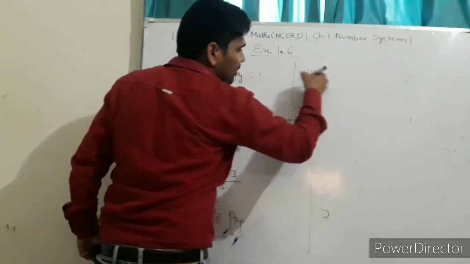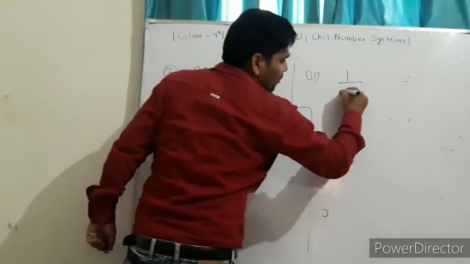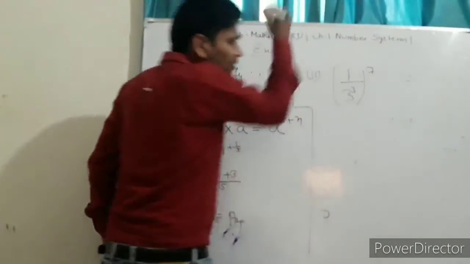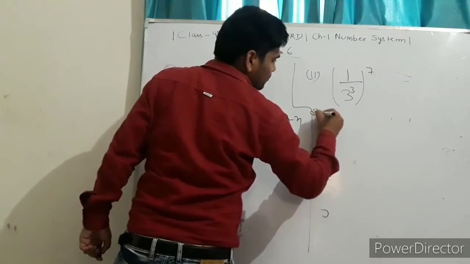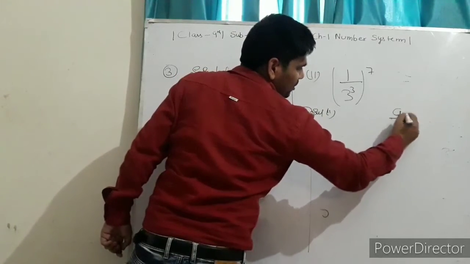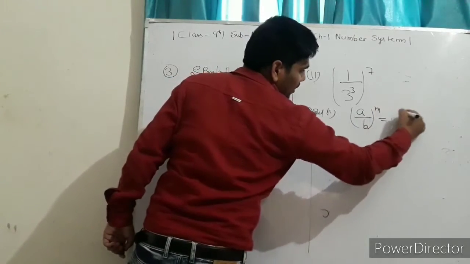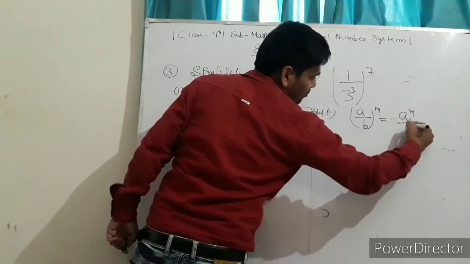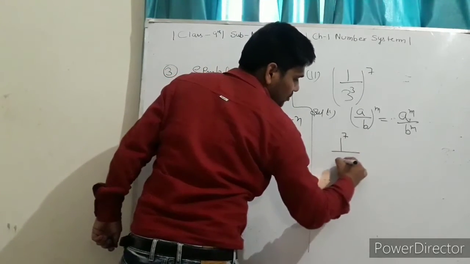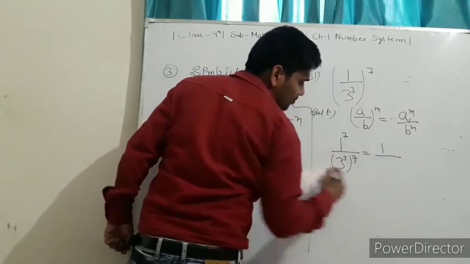The second part is 1 upon 3 raised to power 3, and raised to power 7. Okay, so how to do this sum? You know, if you have a upon b raised to power m, you can write here a raised to power m upon b raised to power m. Similarly, this can be written as 1 raised to power 7 upon 3 raised to power 3 raised to power 7.